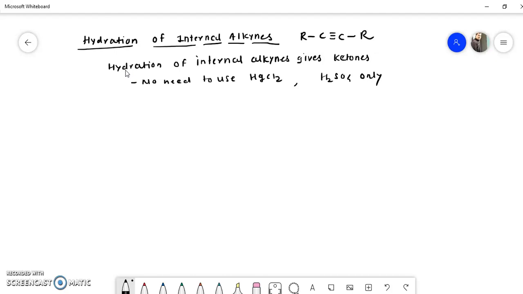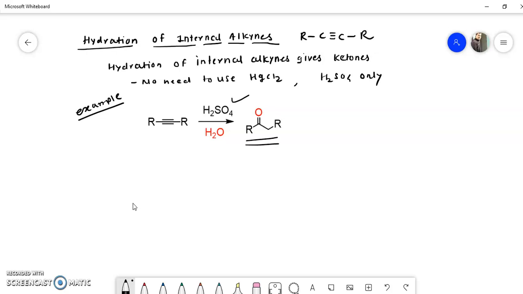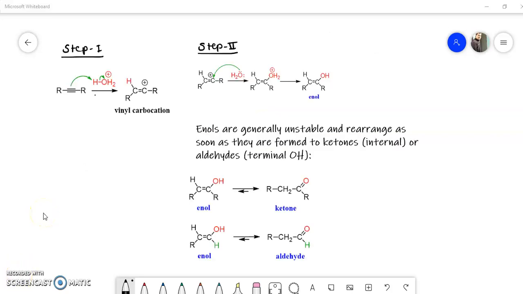Now we will see the example of this. Okay, consider this as an example. So here if we take an internal alkyne, this is an internal alkyne. So when this internal alkyne is hydrated in presence of H2SO4, there is a formation of ketone, remember always. I will see the mechanism of this reaction step by step. Now let's see the mechanism of hydration of this internal alkyne.